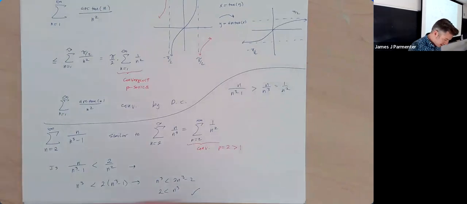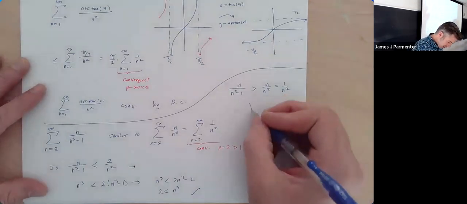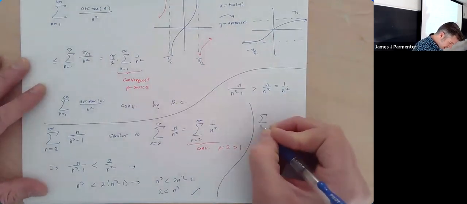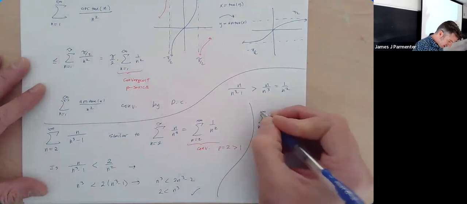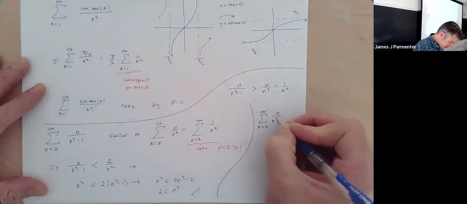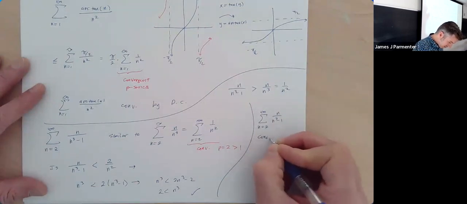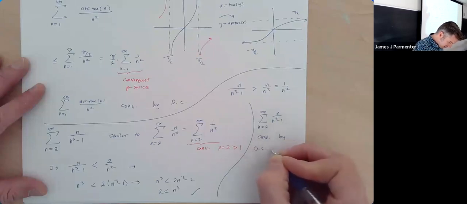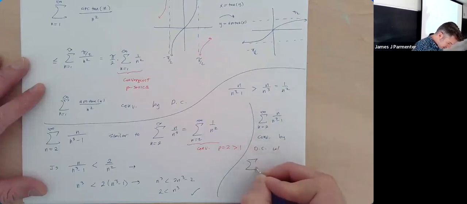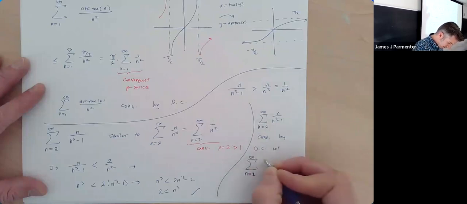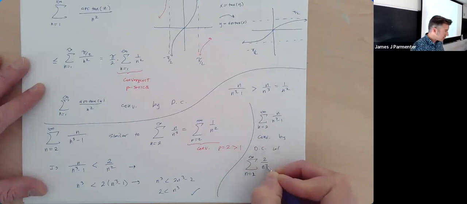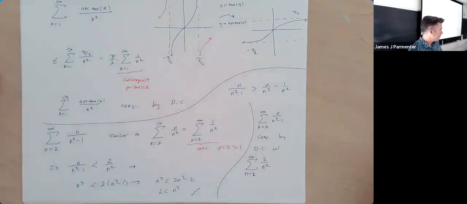But what I can say here is that, yes, we can show that this series, the sum from n equals 2 to infinity of n over n cubed minus 1, converges by direct comparison with the convergent series, the sum from n equals 2 to infinity of 2 over n squared. That would be totally fine. But again, I don't want to do that work every time.